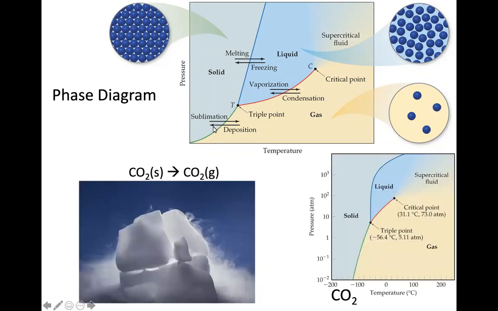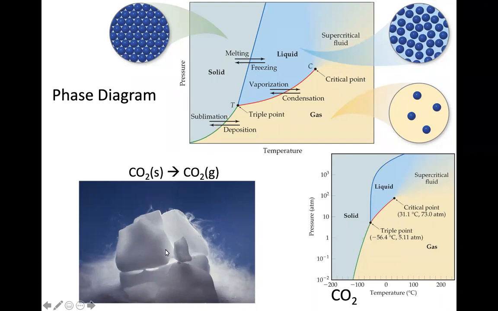Now, there are other examples. Here's the phase diagram for carbon dioxide, okay? It has a lot of the same features, right? It's got a triple point, it's got a critical point. We again have the solid, the liquid, and the gas. So even though the specific values are different, it has the same features as this generic one here.